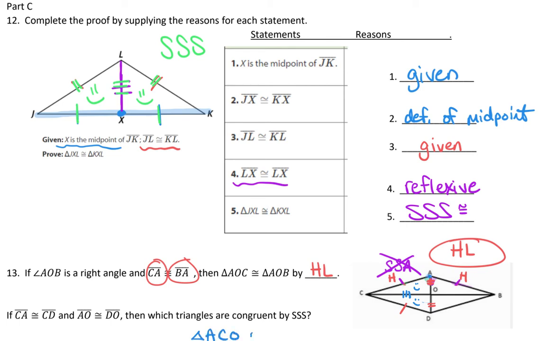So now I have to go in the right order. If I said A, I'd have to pick the corresponding point to A. So that would be point D. And if I said ACO, then I need to make sure I go DCO so that everything matches up. So triangle ACO could be congruent to triangle DCO by side, side, side.